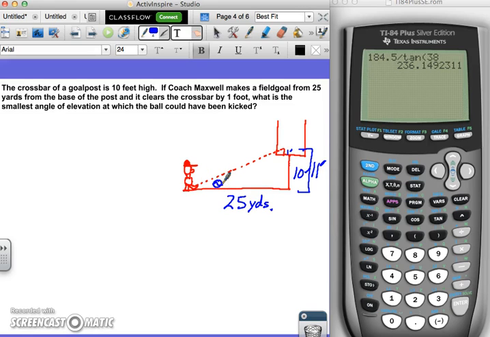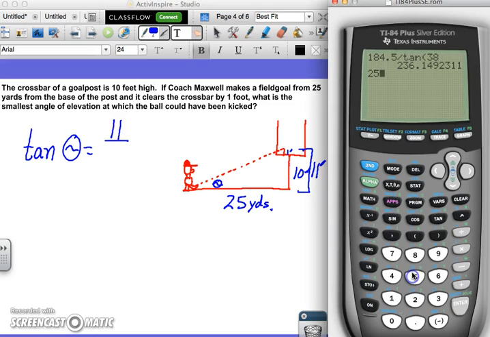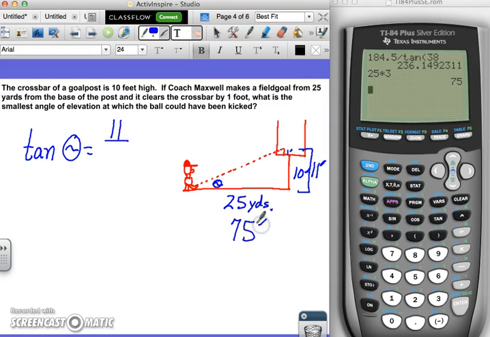Okay, well, obviously we set this up. Opposite side, this is adjacent, so it's tangent. So tangent of theta, because we don't know right now, equals 11 feet over 25 yards. Whoa, yards. Feet. Catch that one? Ooh. So let's check this one. So 25 yards times, we know there are 3 feet in a yard, so that's 75 feet. Whoa. Glad we caught that right there. So here we go. Tangent of theta equals 11 over 75. We've got a fraction, but no variable in it.